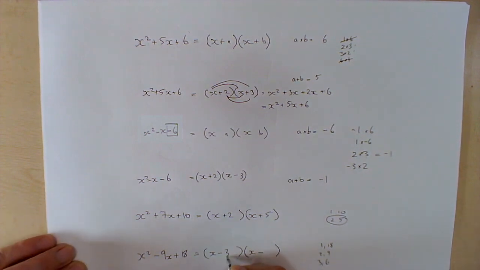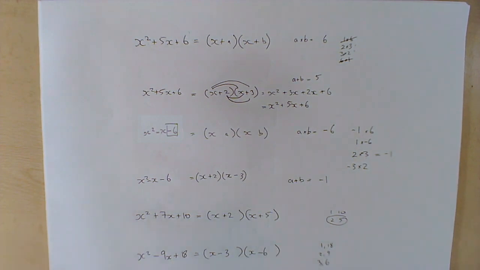Well, it's got to be the 3 and the 6. As you can see, minus 3 times minus 6 gives us plus 18. Minus 3 plus minus 6 gives us minus 9. And you can multiply that out to check that the answer is correct if you wish. And that's how to factorise.